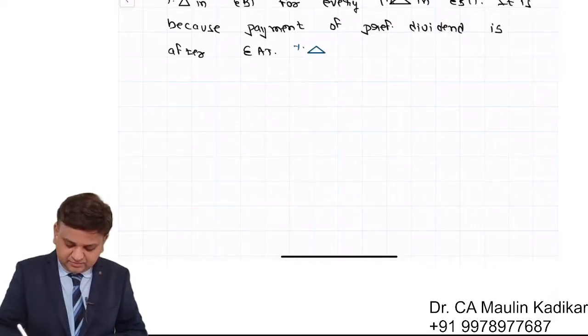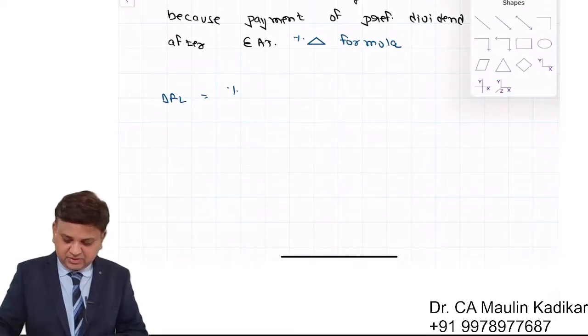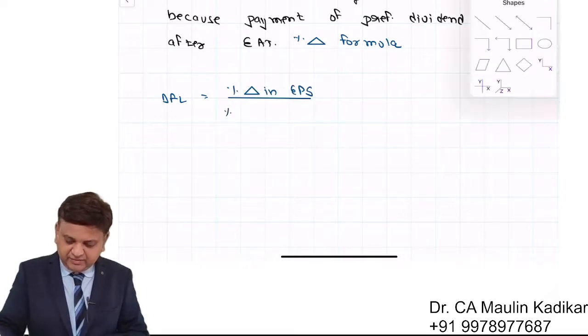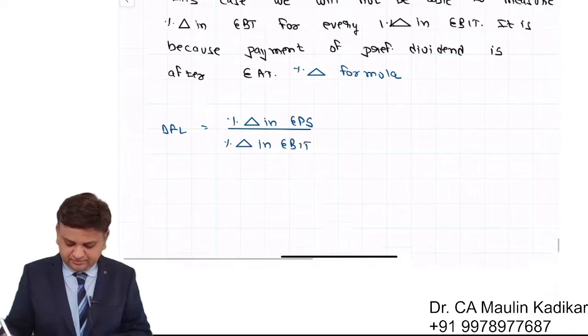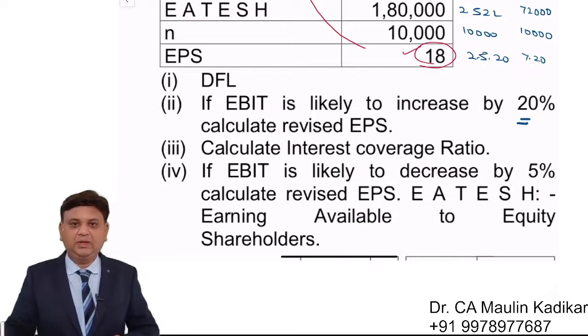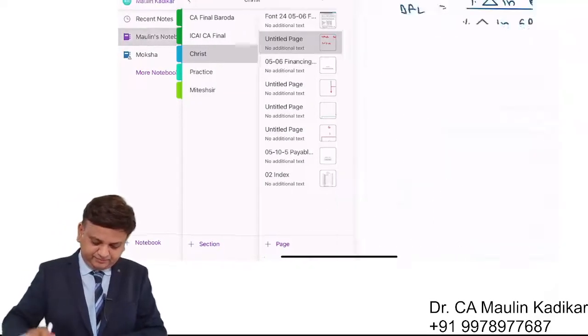Percentage change formula, write down: percentage change in EPS for every 1% change in EBIT. Now let us do the first part of the question in which we have to find DFL.